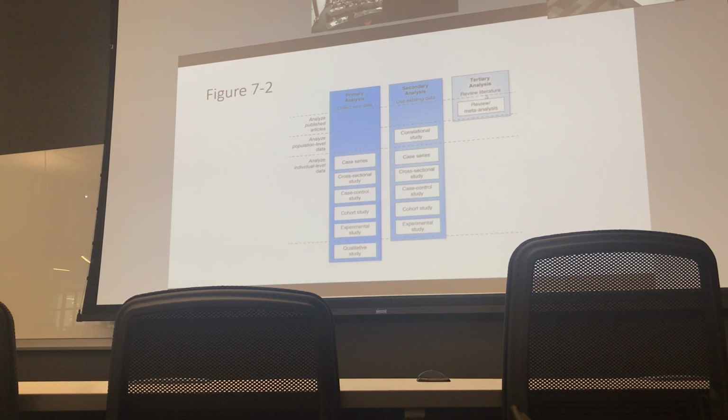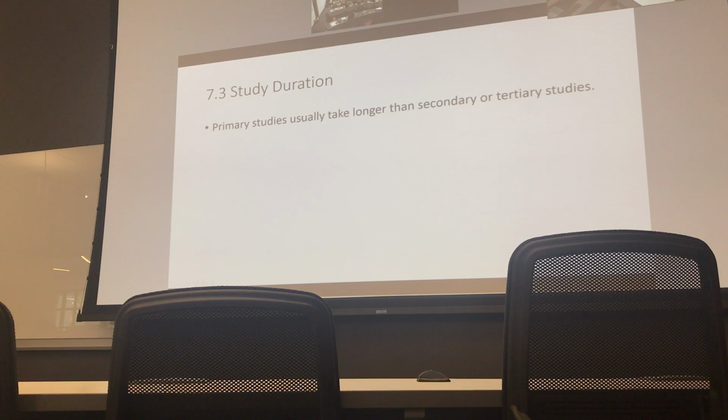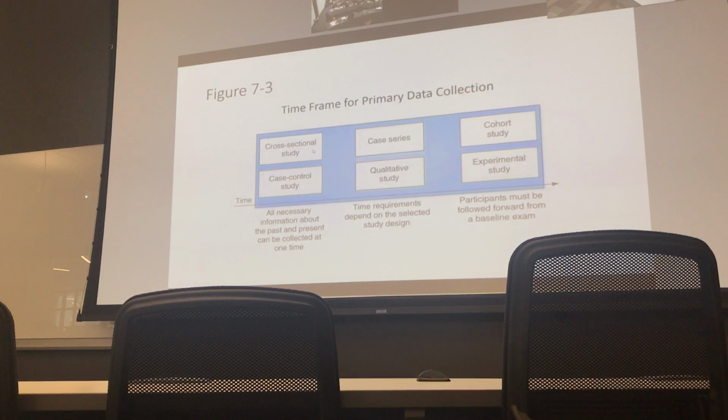And then if you want to do a tertiary study, it reviews the literature. These are essentially literature reviews or meta-analyses. Primary studies usually take longer than secondary data studies because you have to create that data. It's not existing data. All right. Time frame for primary data collection. So these are examples: cross-sectional study, case control study. All necessary information about the present and past can be collected at one time, and that's relevant for case control studies and cross-sectional studies. For case series studies and qualitative studies, time requirements depend on the selected study design.